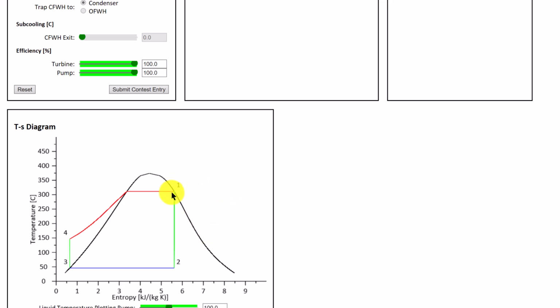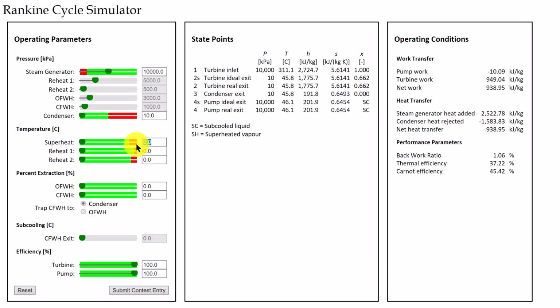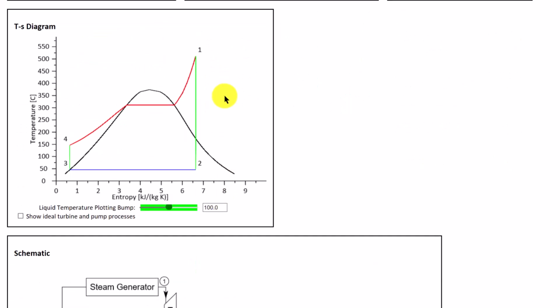So certainly the first way to do that is to add some superheat. So we want to superheat this point. So I'm going to go and add 200 degrees of superheat to that point. And so now that point 1 is 200 degrees higher than the saturation temperature right here. So you can see that as we add superheat, we move this turbine process over to the right and get it at least partially out into the superheated region.